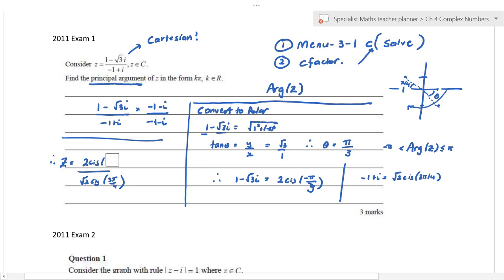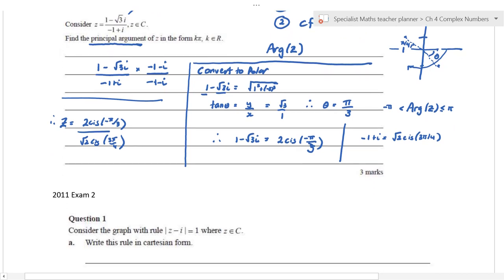Very easy to make silly mistakes like that, and I will make them. I'm not looking at any solutions here. I'm trying to do this as though I'm doing the exam and, well, trying to explain it at the same time.